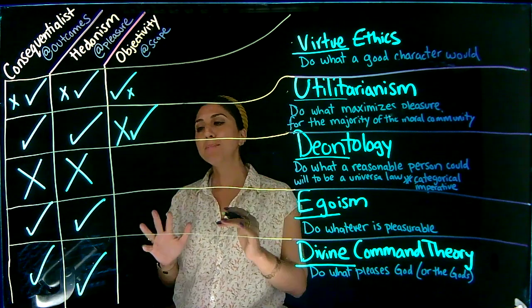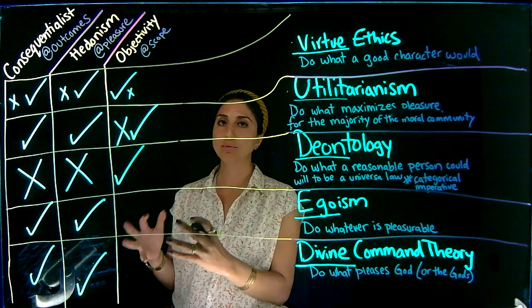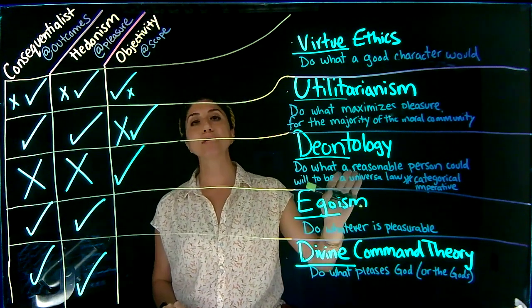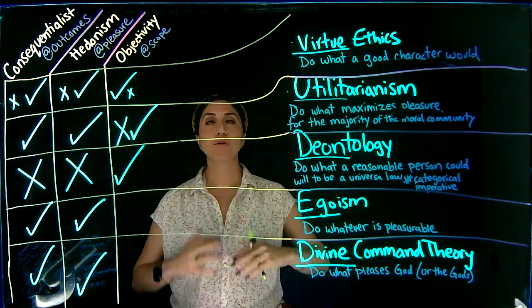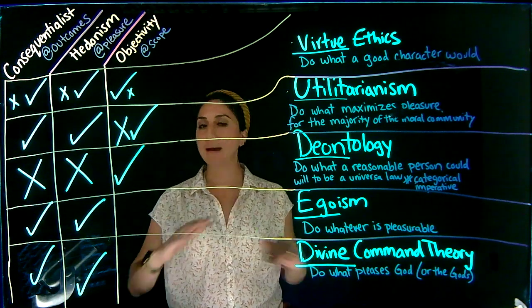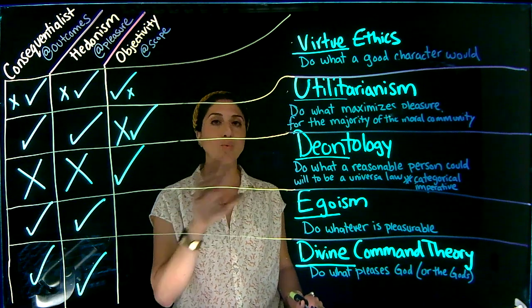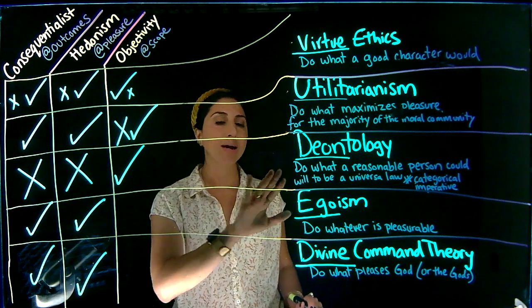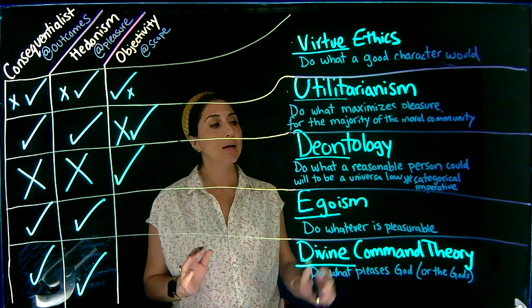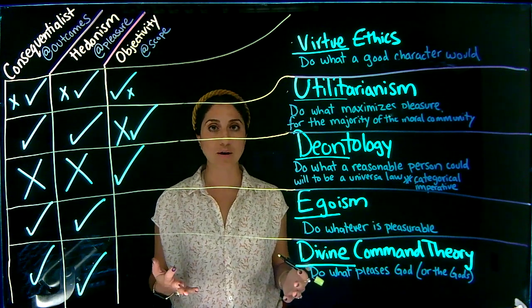Deontology, big picture, it is absolutely objective. It's an absolutist picture. Whoever the reasonable person is, for them to will something to be the universal law means that it would be absolutely objective. What is right for you is right for anybody. What is wrong for you is wrong for anybody, and there's no exceptions at all. That's why it's called the categorical imperative as opposed to a hypothetical imperative.